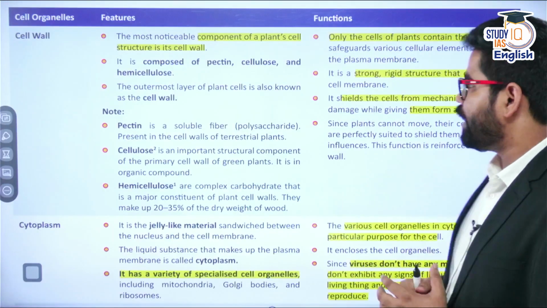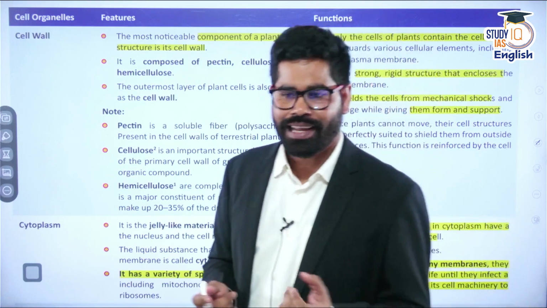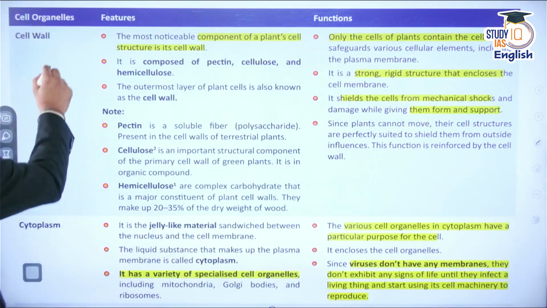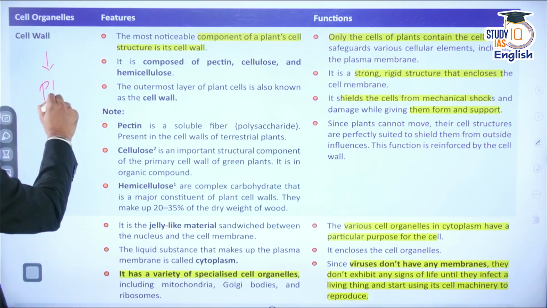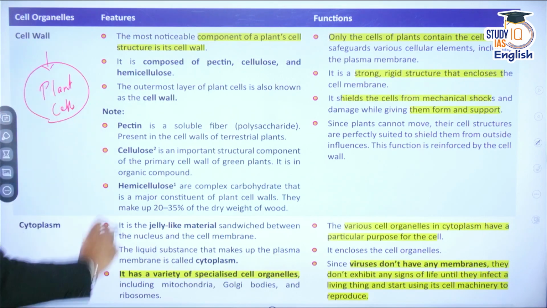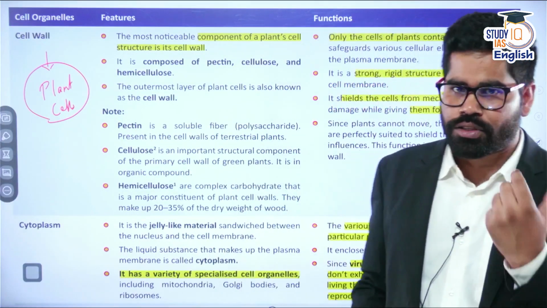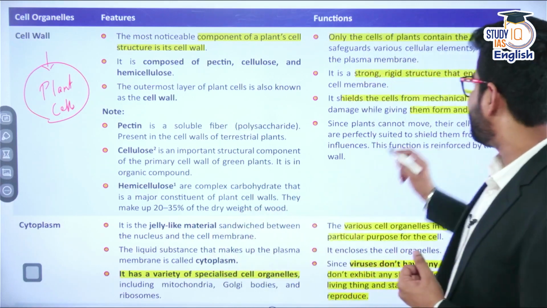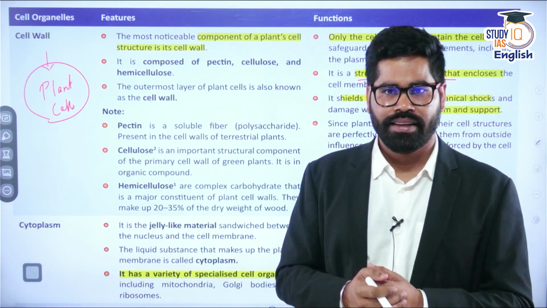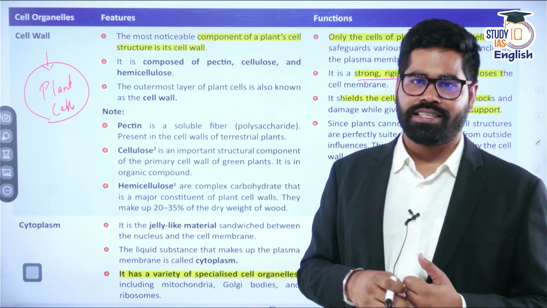Then there is another important organelle of the cell, which is the cell wall. This cell wall is present only in the plant cells. It is not present in the animal cells. What is its role? It provides a strong and rigid structure, enclosing the plasma membrane of the plant cell.